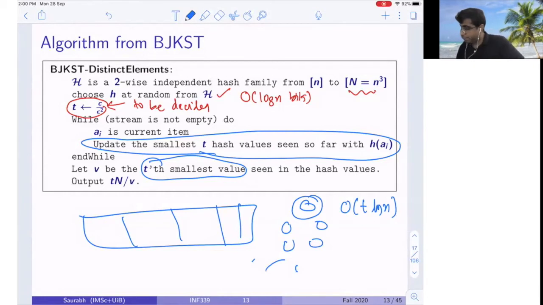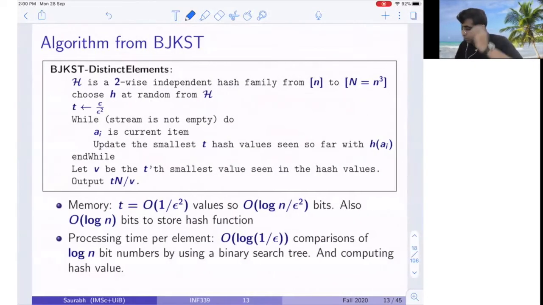Okay, so what will the memory be? We are going to store roughly order 1 over epsilon squared values. So it will be order log n over epsilon squared bits, and also order log n bits to store the hash function. And what is the processing time per element? Order log 1 over epsilon comparisons of log n bit numbers, by using a binary search tree or something, and computing hash values. So all this we can do nicely.